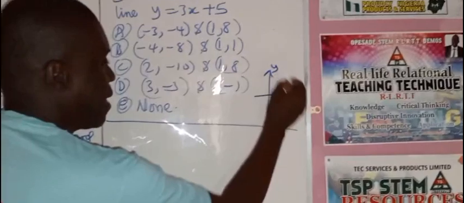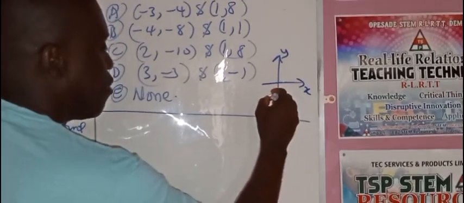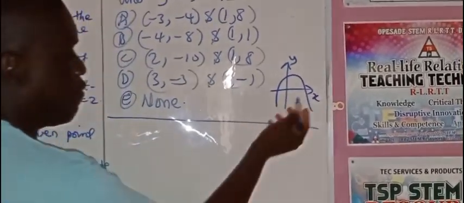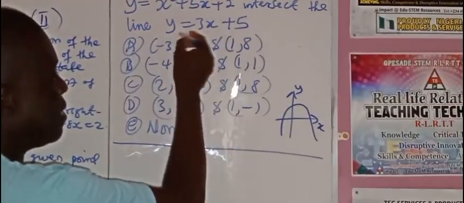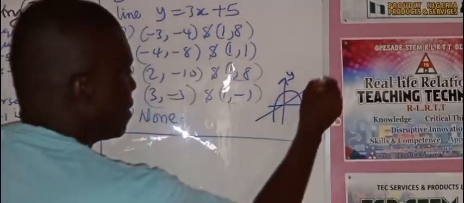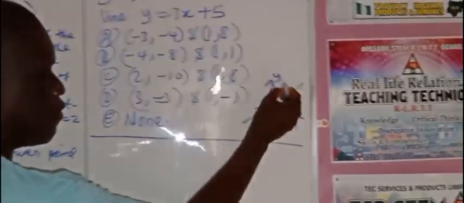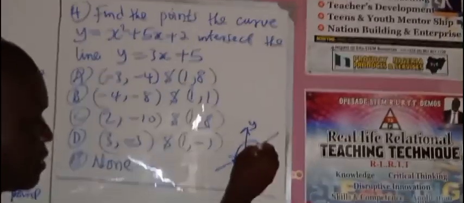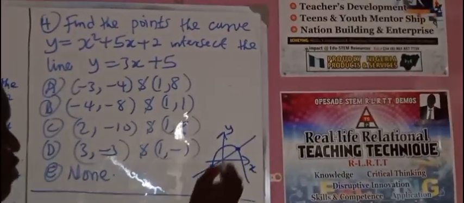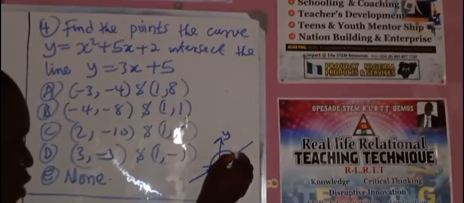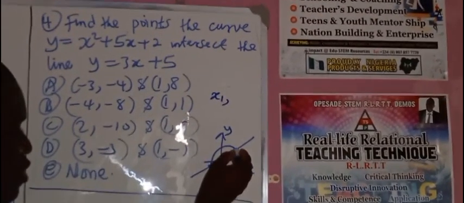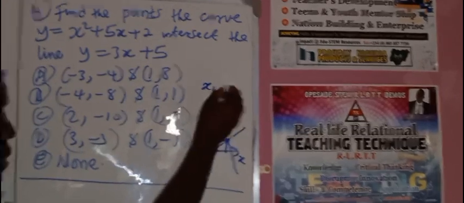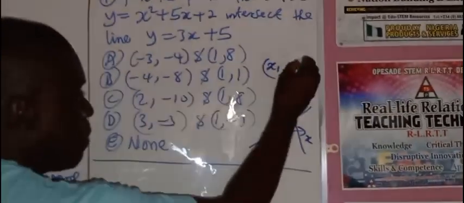We plot the graph of y against x, and you have a quadratic curve. Quadratic equation gives you a quadratic curve. This is a line. Now this curve and this line intersect at 2 points, this place and this place. Can you see that? Now you will trace this one at this point to the x-axis. You will get x1. Trace it to the y-axis, you will get y1. That's 1 point.